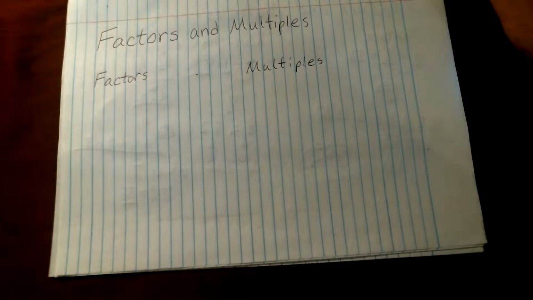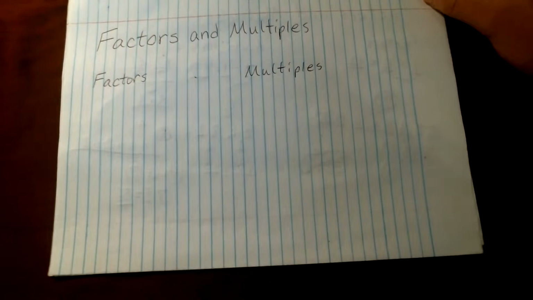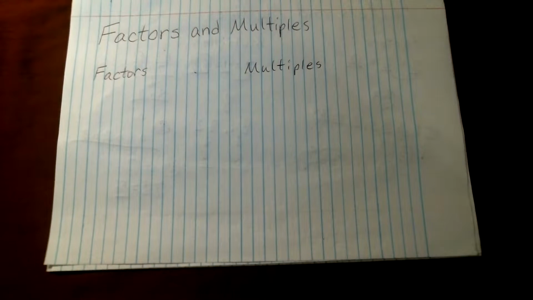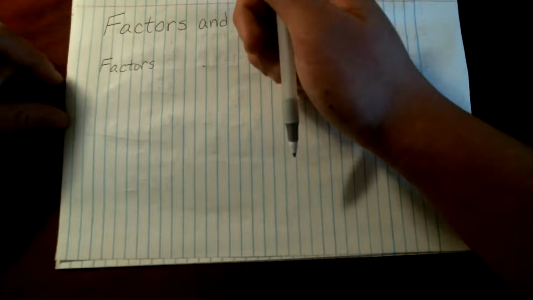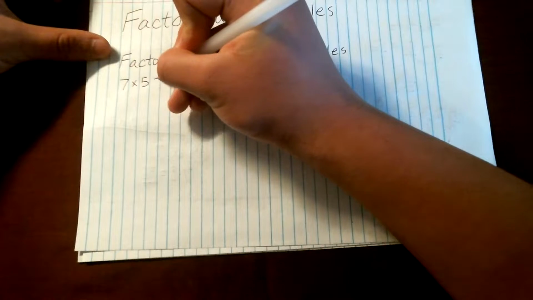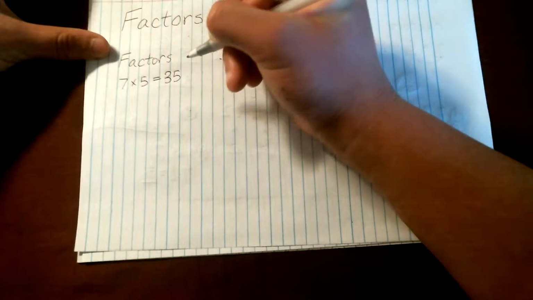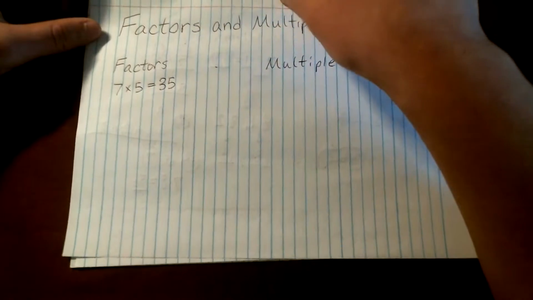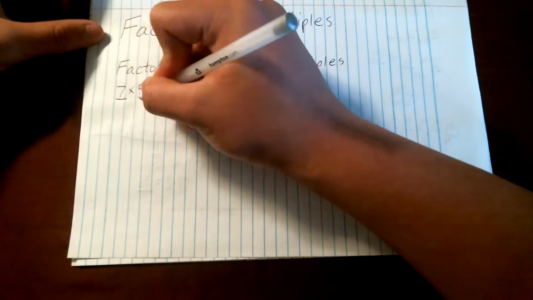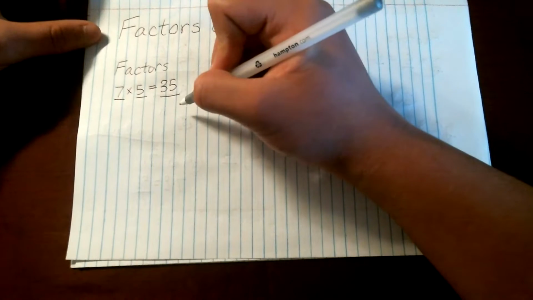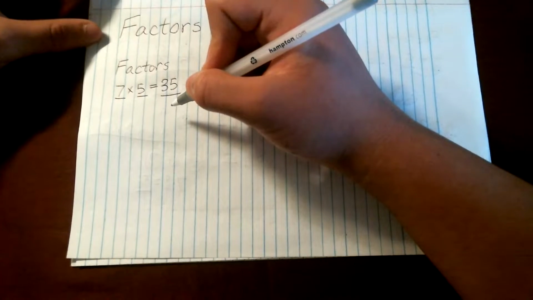So a factor is a value that can be multiplied with another value in order to get a product. So let's see this equation here. 7 times 5 equals 35. So here in this case, the factors would be 7 and 5, since they can be multiplied together in order to get 35, which is the product.